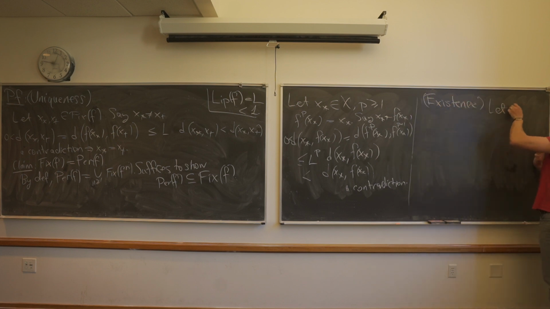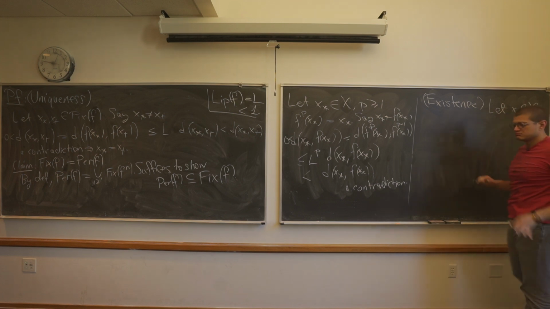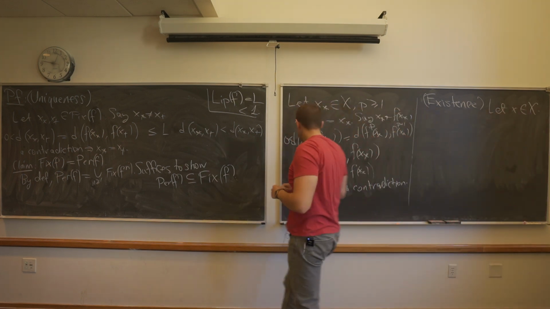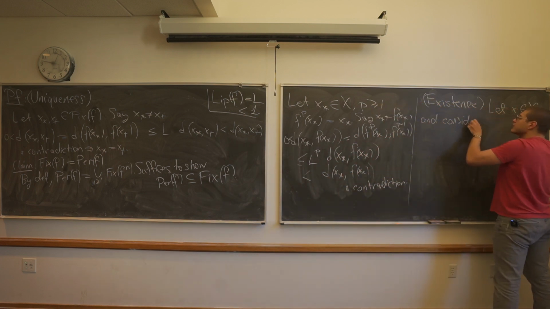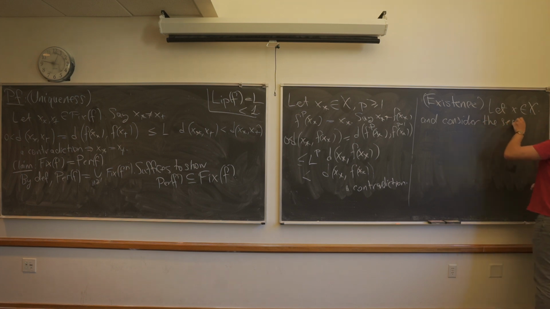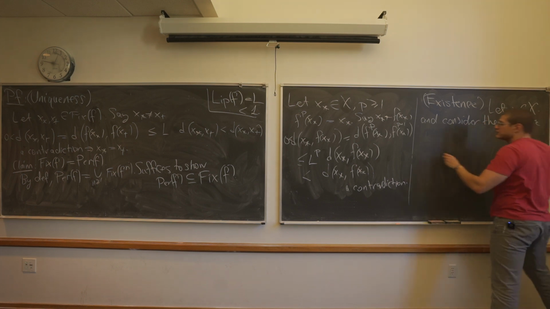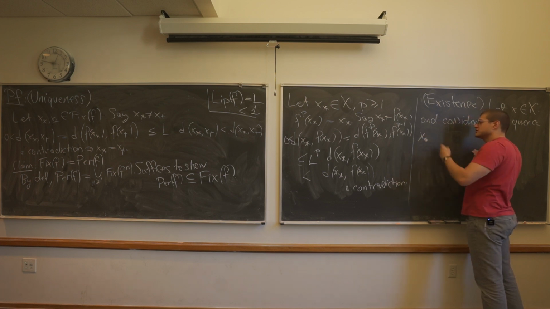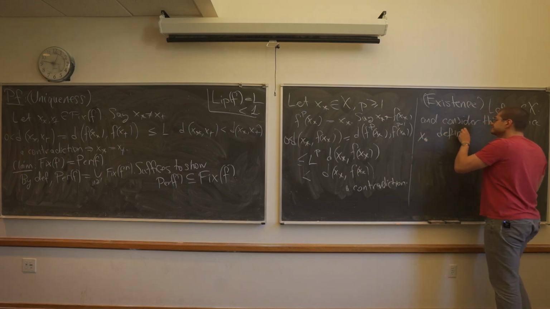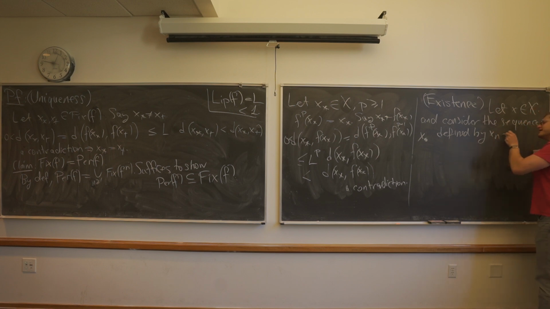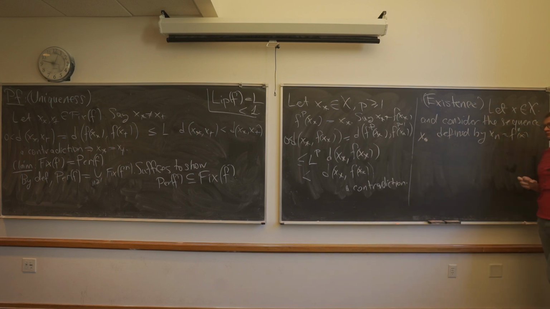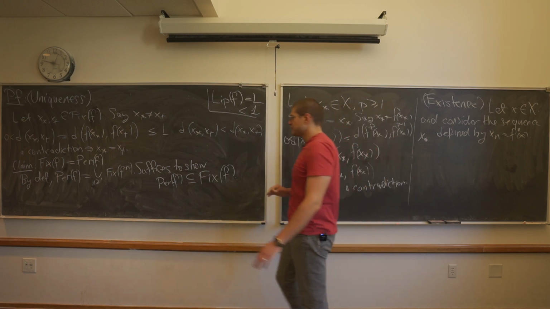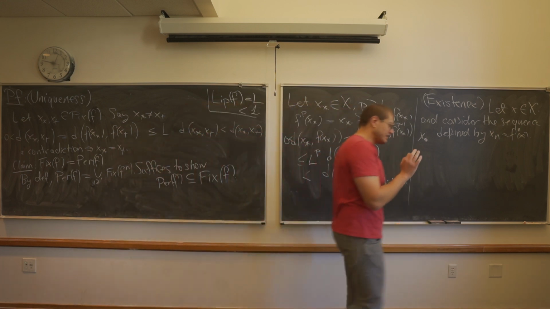Let x be in X. I take an arbitrary point and consider the sequence. Let's write it x bullet, defined by x sub n equals f to the n of x. Okay? The claim is that this sequence is Cauchy. Once it is Cauchy, because I assume that X is complete, it's going to have a unique limit.